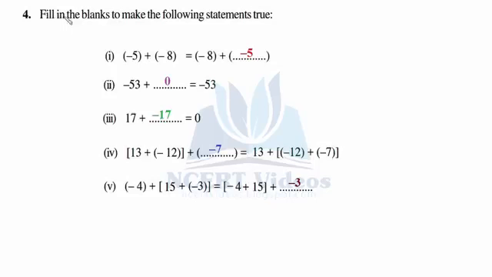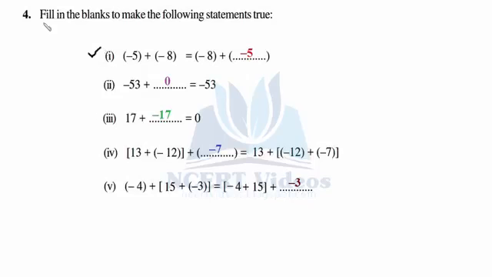Fourth, fill in the blanks to make the following statements true. So the first part is, as you can see here, these numbers are just commuting. So we will use the commutative property, because integers are commutative over addition, therefore we will just use -5 because they are reversing. So here we are actually not calculating, we are using properties. This has to be kept in mind.